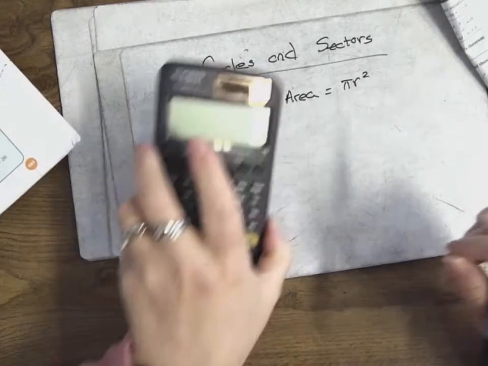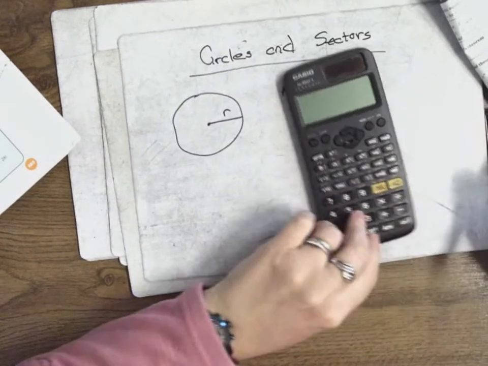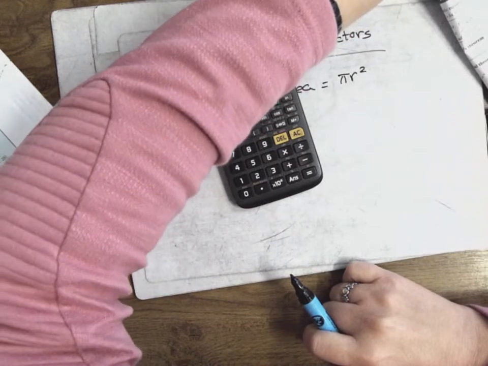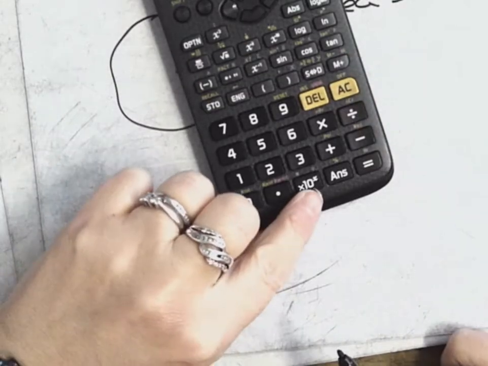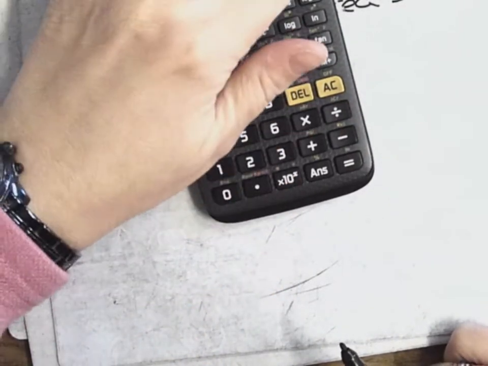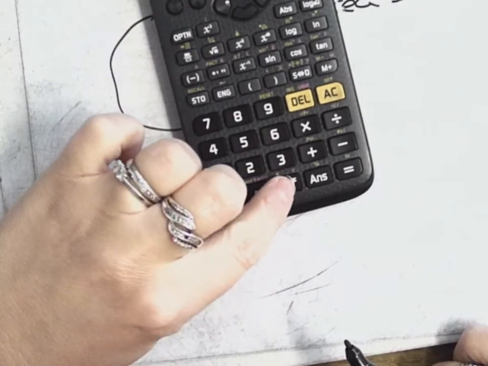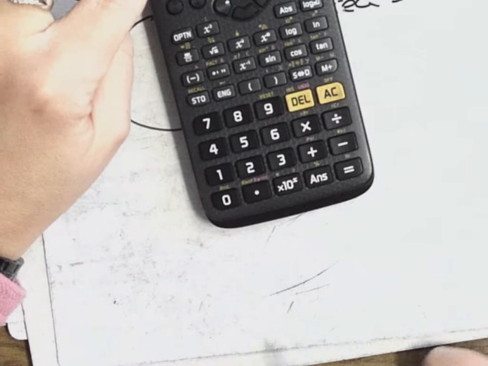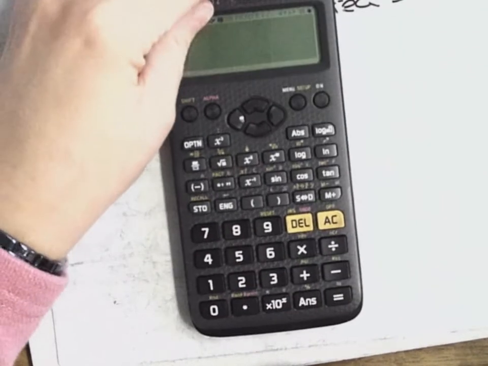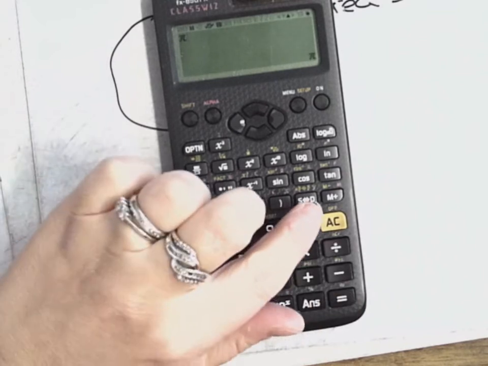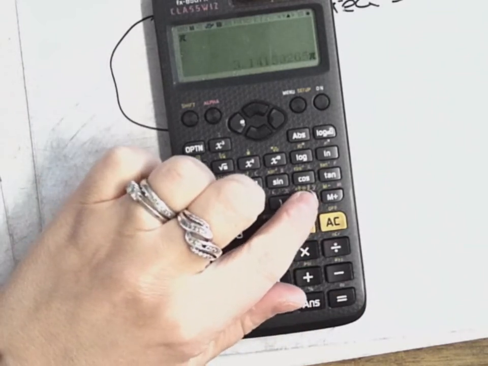The pi button on your calculator is down here at the bottom over the by 10 to the power button. See the by 10 to the power button? It's here. So if you just press shift and the by 10 to the power button, it brings up pi. Now when you put it into the calculator first, it'll come up as pi, but if you want it as a decimal, press S to D.